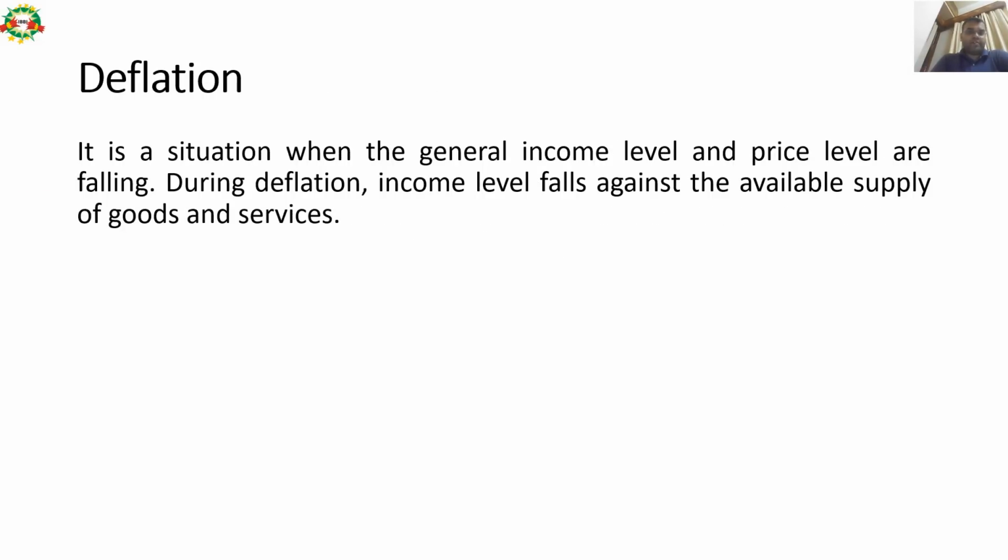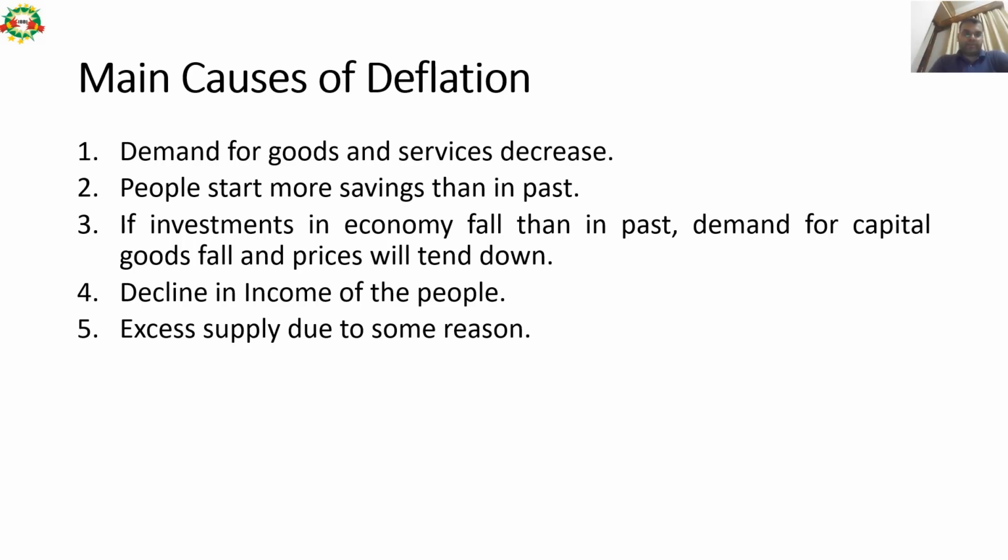Deflation, already discussed, is a situation when the general income level and price level are falling. So during deflation, income level falls against the available supply of goods. So these are the main causes of deflation. Demand for goods and services decreases. People start saving more than in the past. If investments in the economy fall compared to the past, demand for capital goods falls and prices will tend to go down. Decline in income of people, and last is excess supply due to some reason.